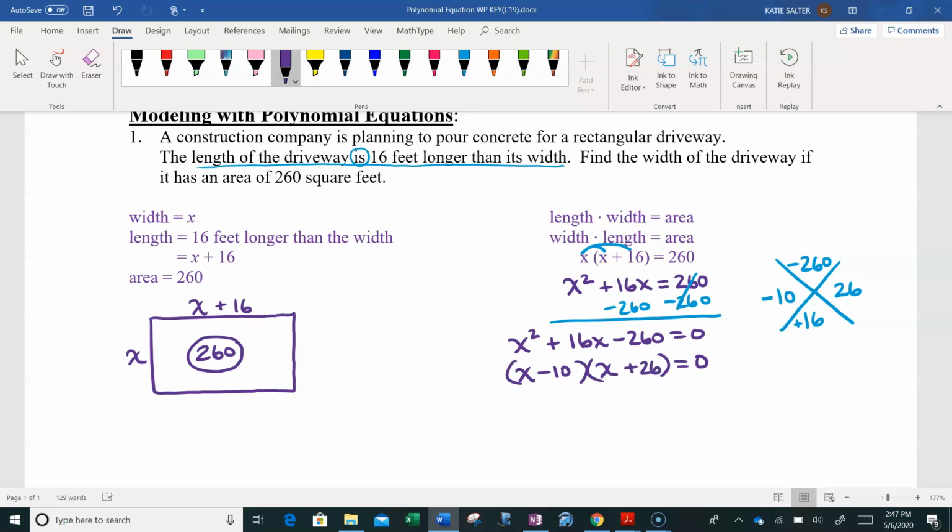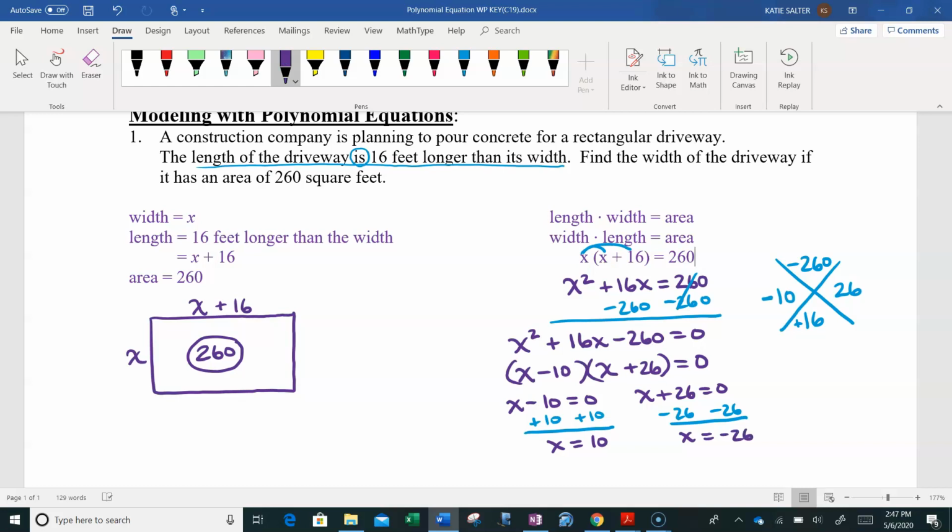All right, so going through the steps we learned yesterday, first step, we set our equation equal to 0. Step 2, we factor completely. Step 3, we set each factor equal to 0. And then step 4, we solve. So in the first one, we're going to add 10 to each side. And when we do that, we get that x is equal to positive 10. And then for our second one, we would subtract 26 from each side to get our final answer that x is equal to negative 26.